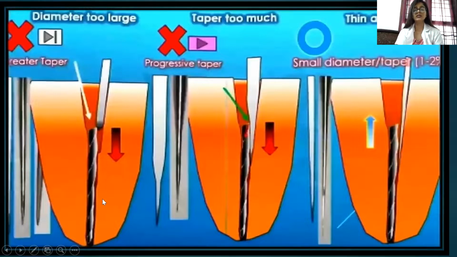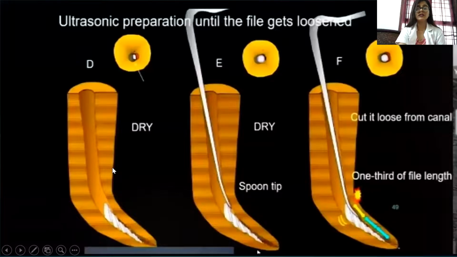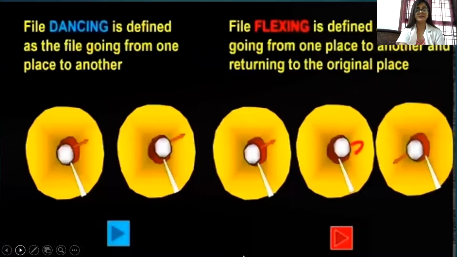Always the space around the broken file should be of thin and small diameter. In case of large diameter, more amount of dentin will be sacrificed. In case of progressive taper, the ultrasonic tip will get engaged at one point. So small diameter is ideal. Ultrasonic preparation should be done until the file gets loosened.